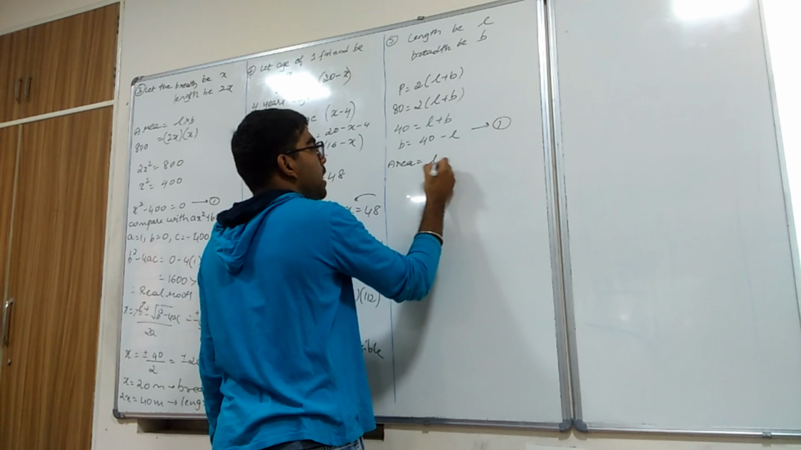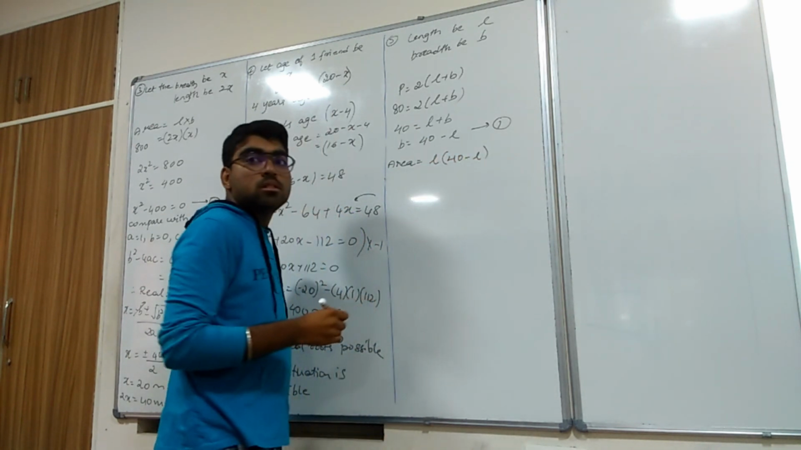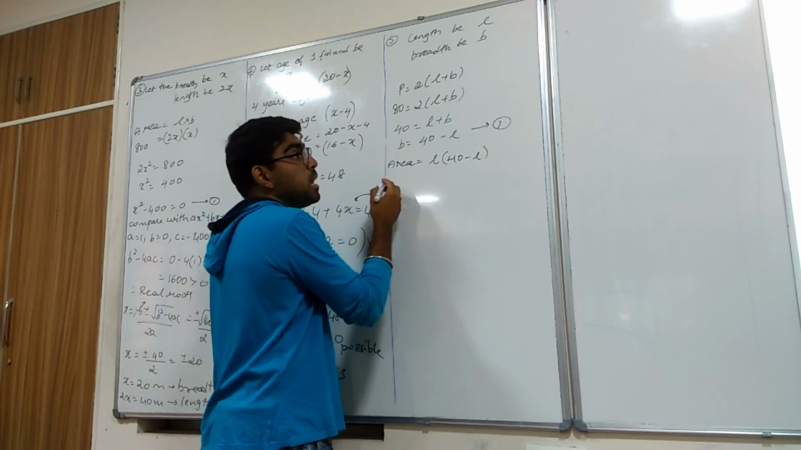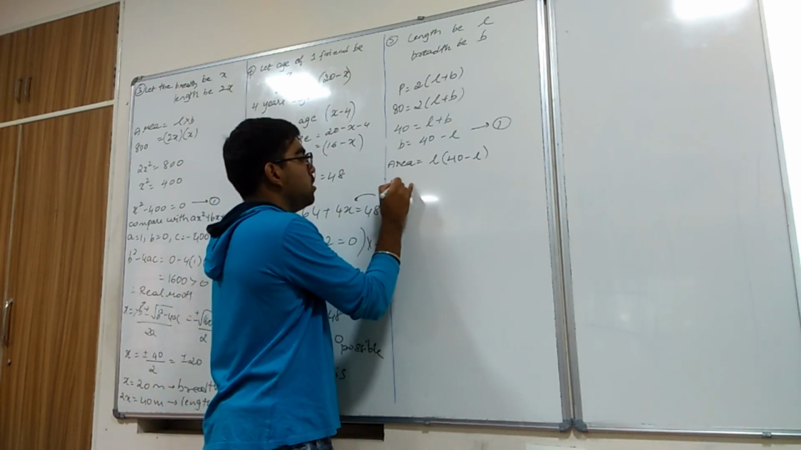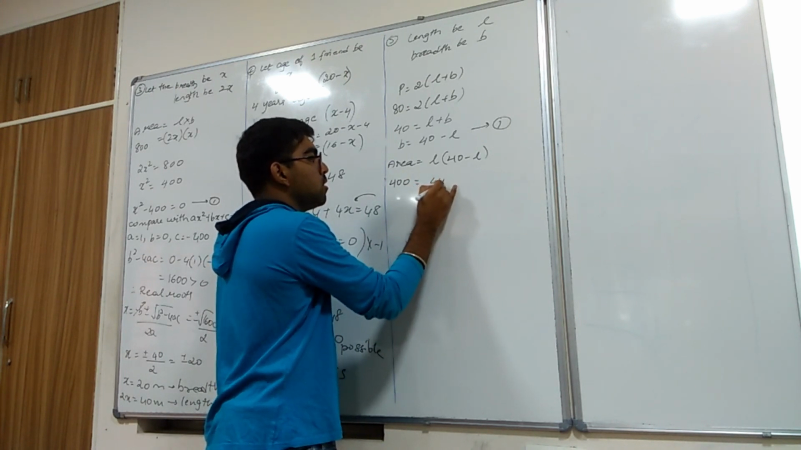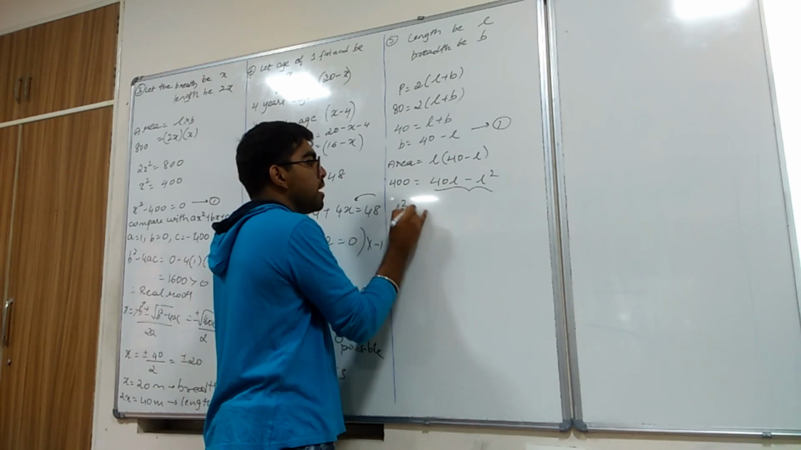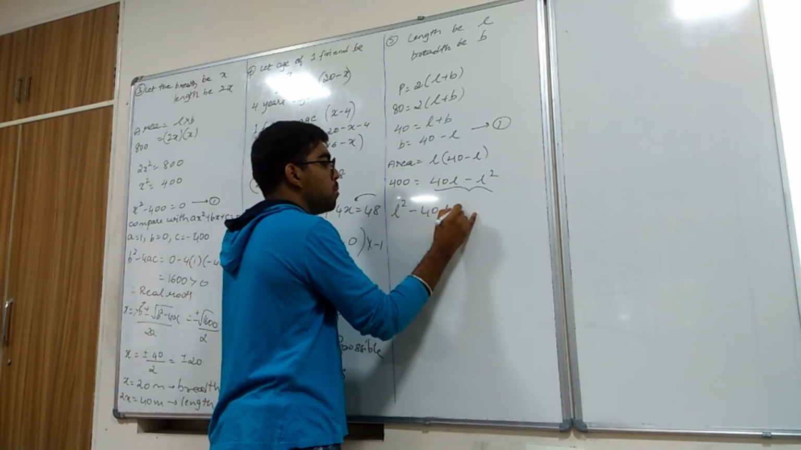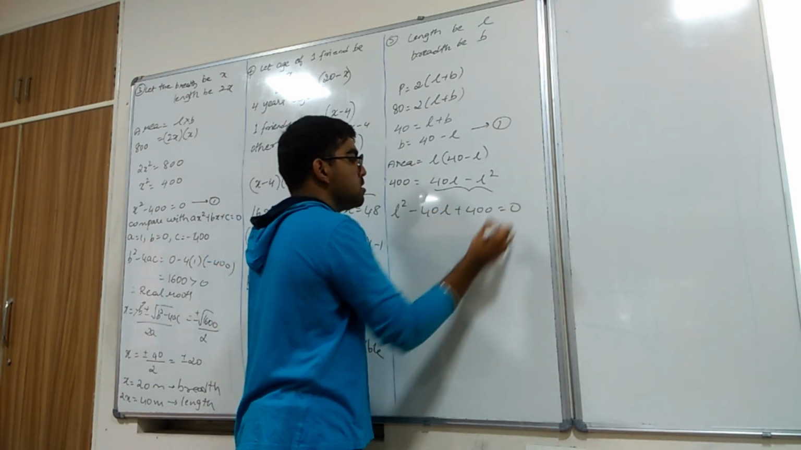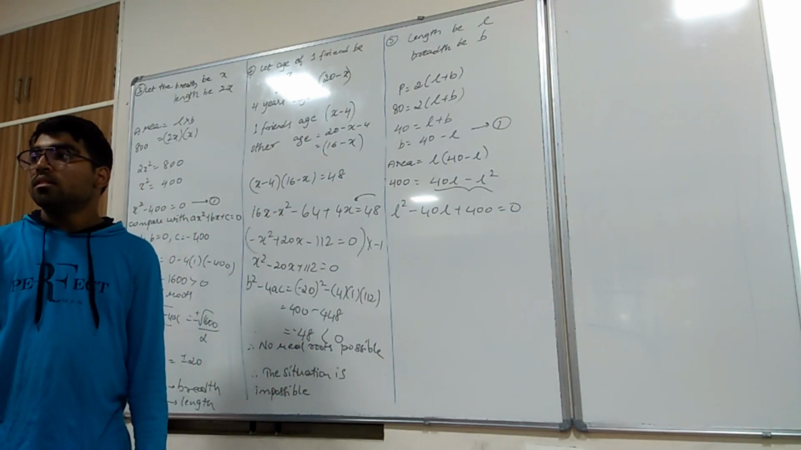Area is length into breadth. Length is L. What is the breadth? 40 minus L. Yes. So what is my area? 40L minus L square, equal to 400. L square minus 40L plus 400 equals 0. Yes? Doubt?